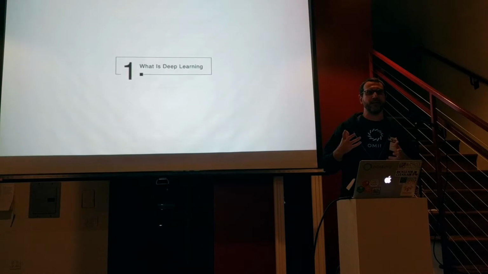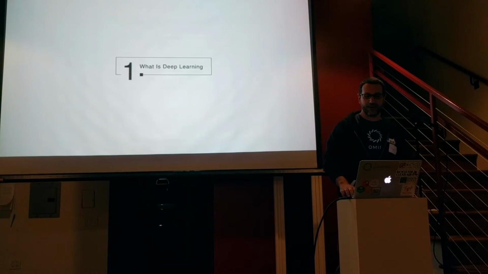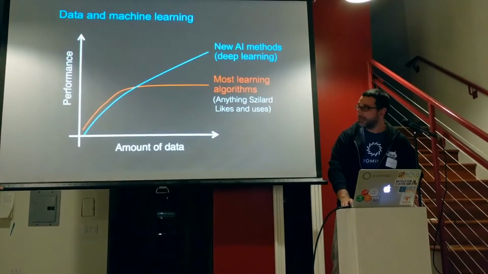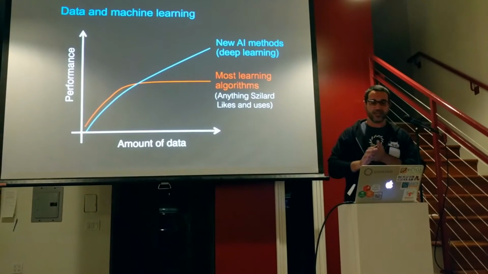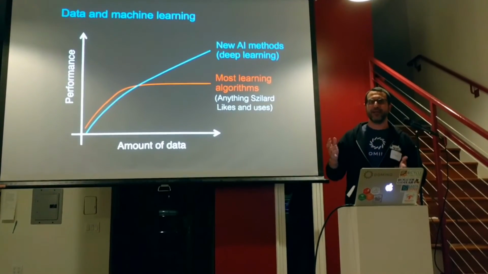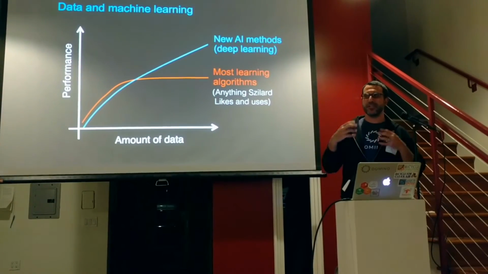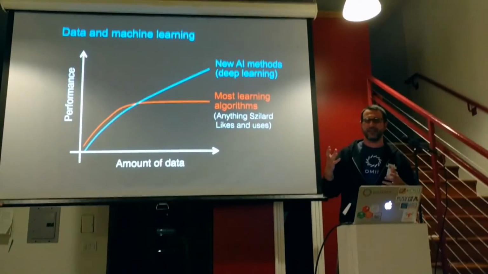So what is deep learning? Why do you care? Why does it suddenly matter? I think this is probably the most important slide I'll show today, which is... oh, it's going to be one of those days, everybody. Hang on tight. So this is the most important slide. This is Andrew Ng's slide. It is the slide that has caused the most arguments between Zillard and I on Slack.